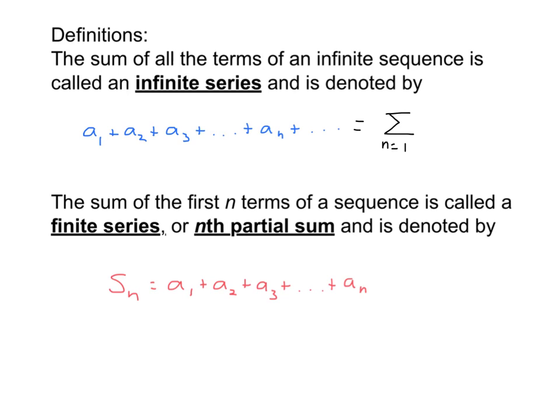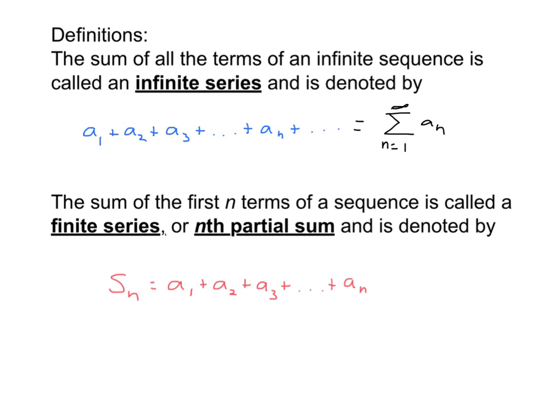And since this is an infinite sequence, it's going to be the sum from 1 to infinity of whatever A sub n is, the terms of that sequence. The next thing we have is what's called the finite series, or the nth partial sum. The sum of the first n terms of a sequence is called the finite series, or nth partial sum, and is denoted by S sub n equal to A sub 1 plus A sub 2 plus A sub 3 plus ... down to whatever A sub n is.